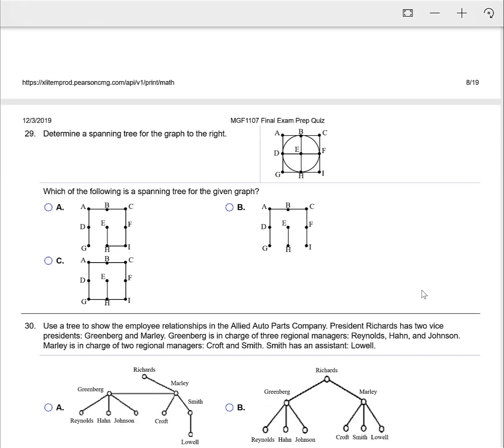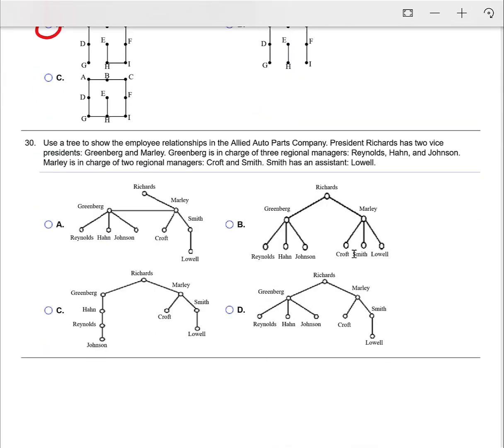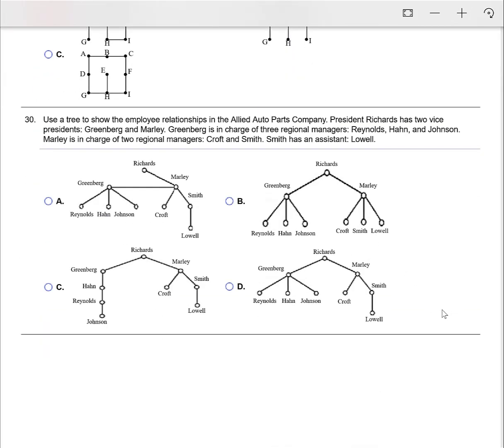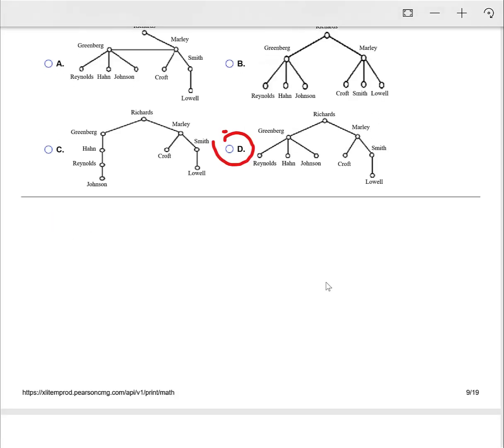Determine a spanning tree from the graph to the right. So remember, for a spanning tree, you keep taking out edges until you still have a connected graph with no circuits. And so the correct answer here is going to be A. And here's another relationship one. Again, you can read through these. These are pretty easy. The answer for this one is D. I'll let you figure that one out. That's a pretty simple one.